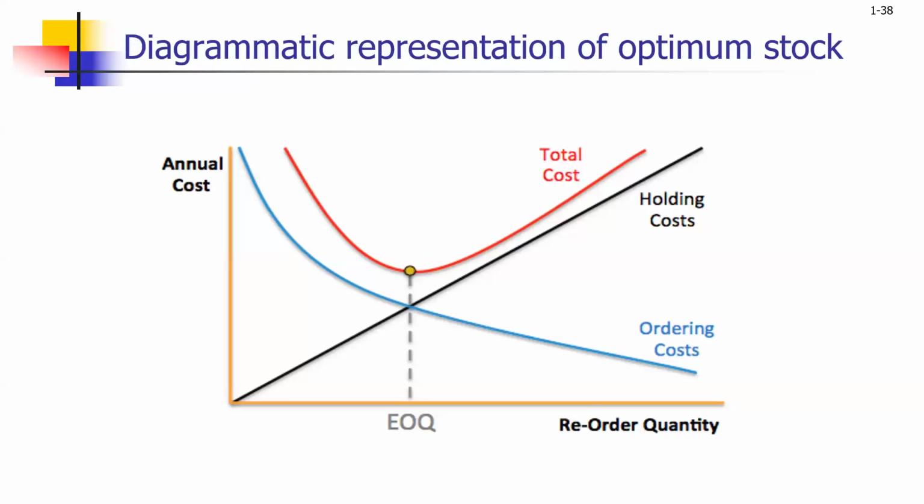All right. You've seen the EOQ sign. If you move it back a bit, your total cost will increase. If you move it forward, your total cost will increase. If you order less, what will happen?